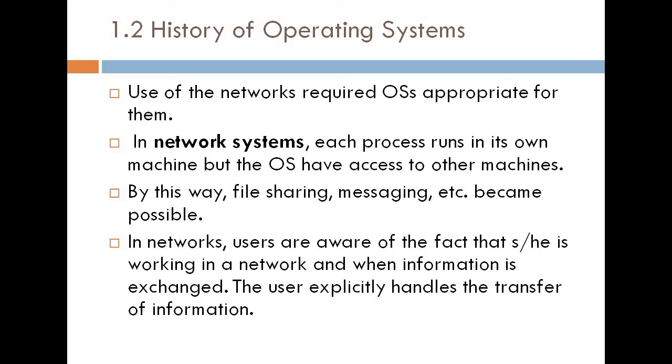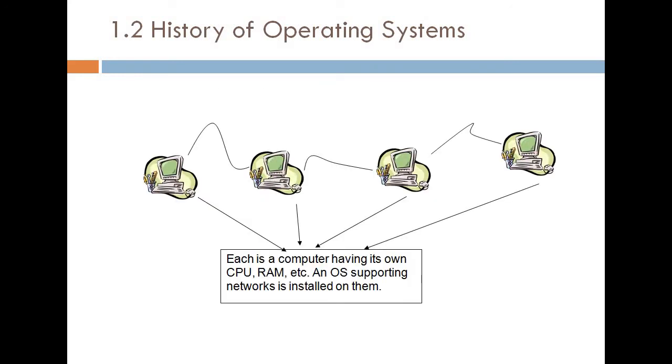In a network system, each process runs on its own machine, but the OS has access to other machines. In this way, file sharing, messaging, etc. become possible. In networks, users are aware of the fact that they are working in a network, and when information is exchanged, the user explicitly handles the transfer of information. Each is a computer having its own CPU, RAM, etc., and the installed operating systems support the network by using a network operating system.